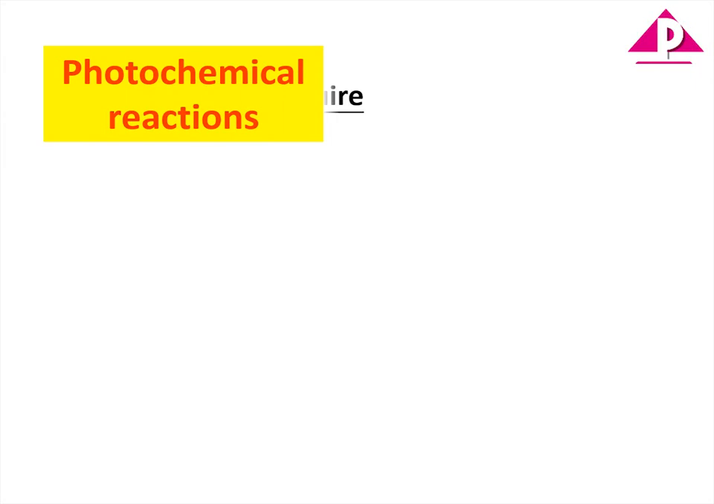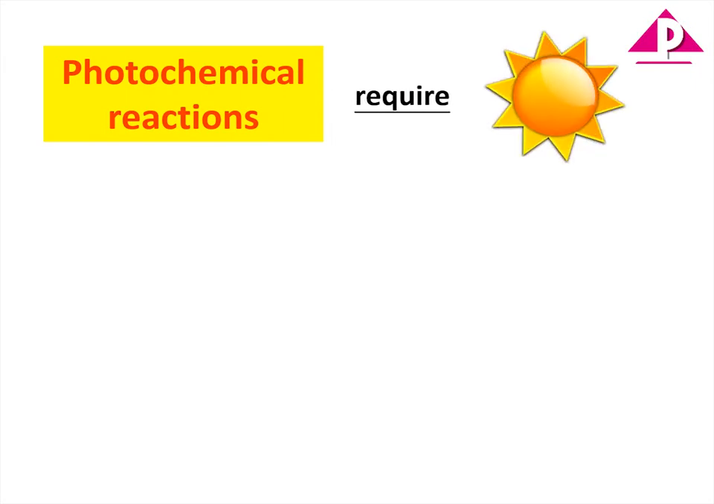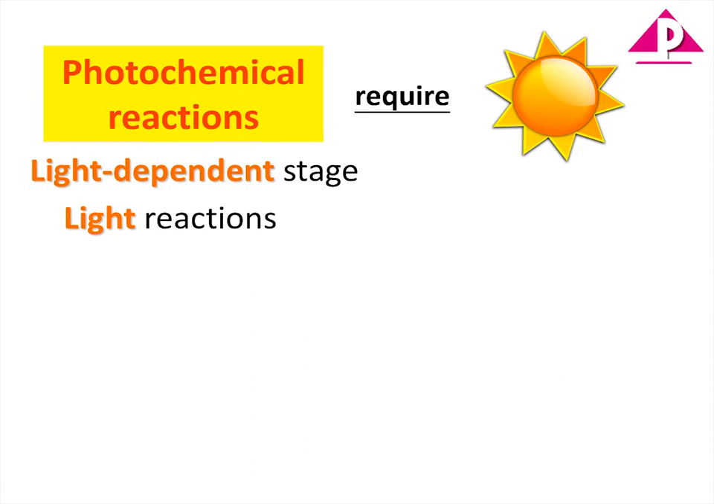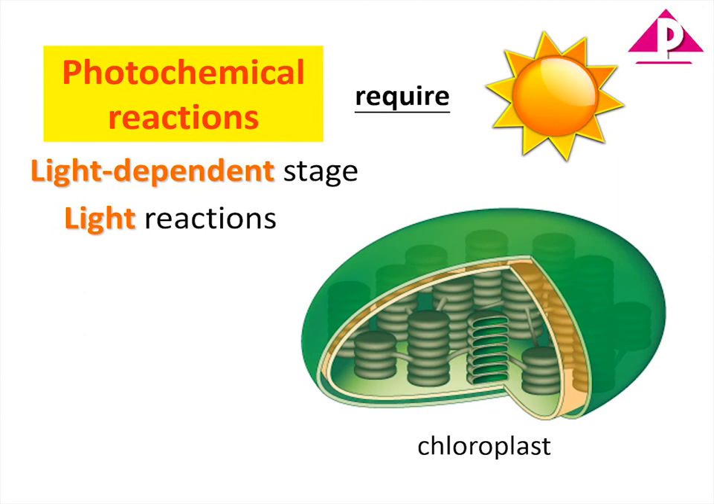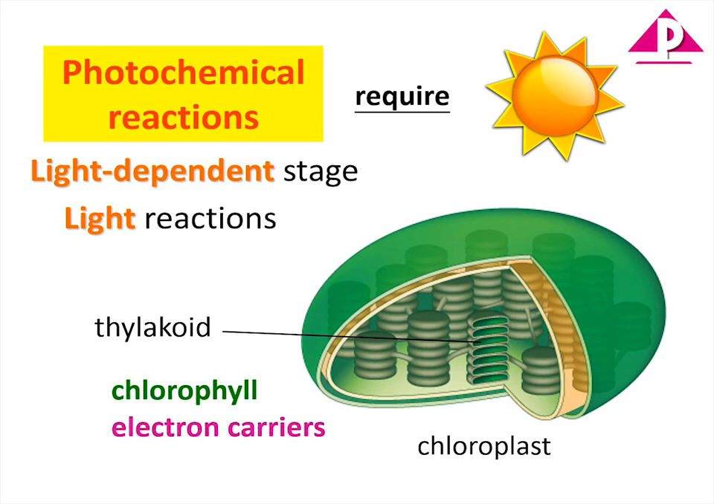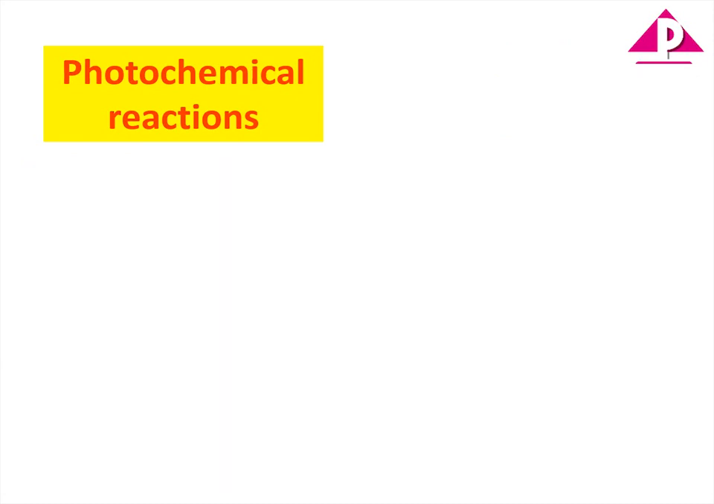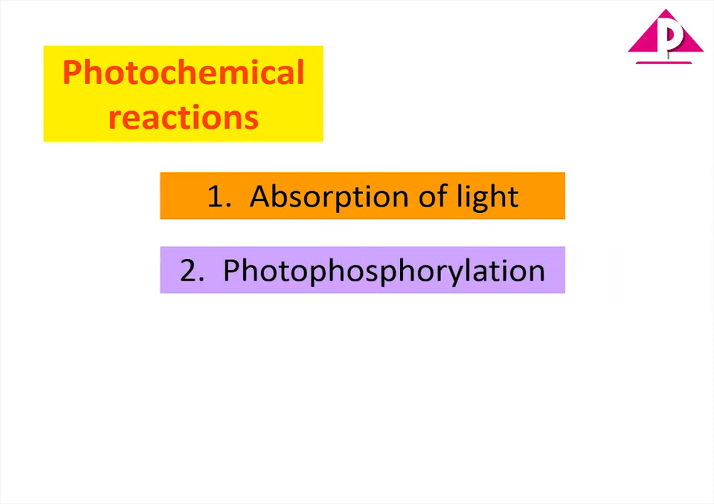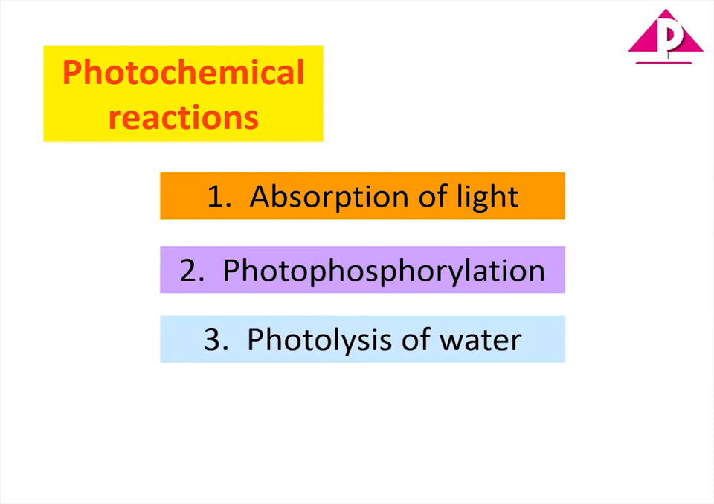Photochemical reactions require light, so they are also called the light-dependent stage or the light reactions. These reactions take place inside the chloroplasts, on the thylakoid membranes where chlorophyll molecules and electron carriers are present. The major events in photochemical reactions include absorption of light, photophosphorylation, and photolysis of water.